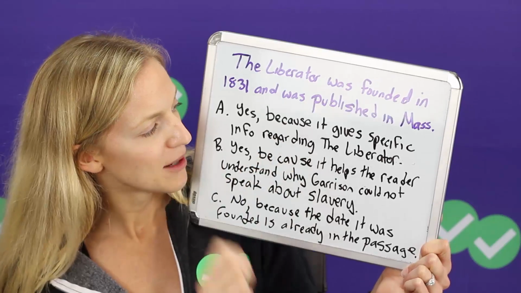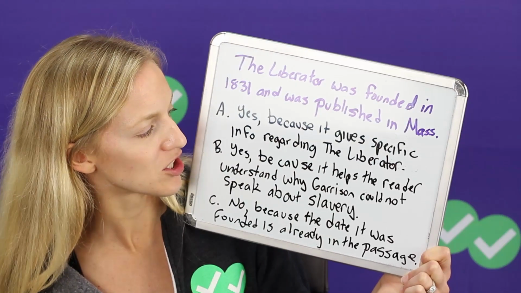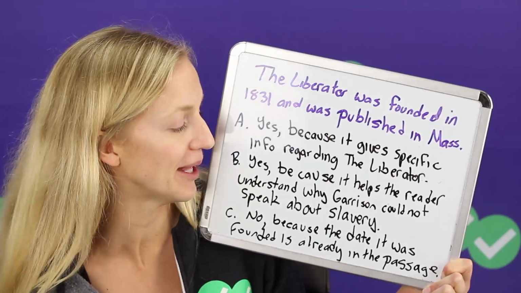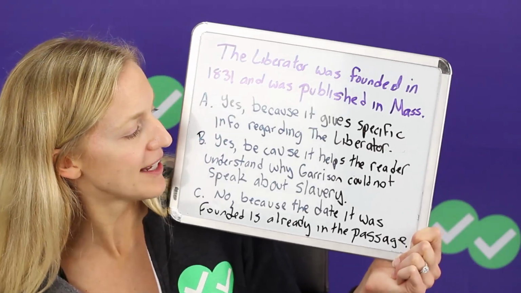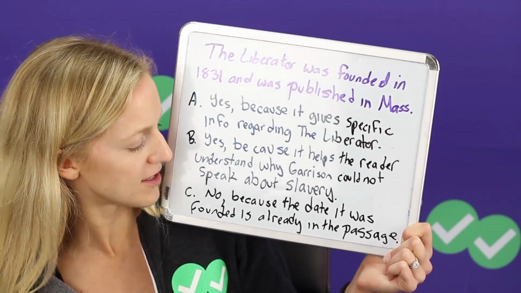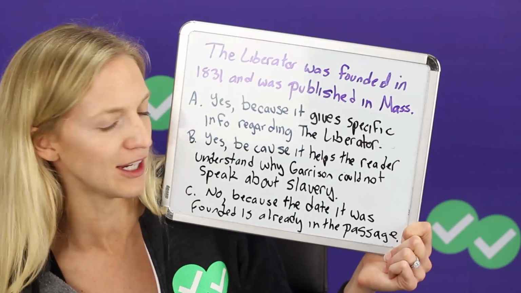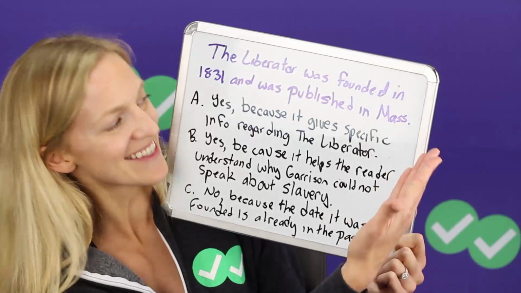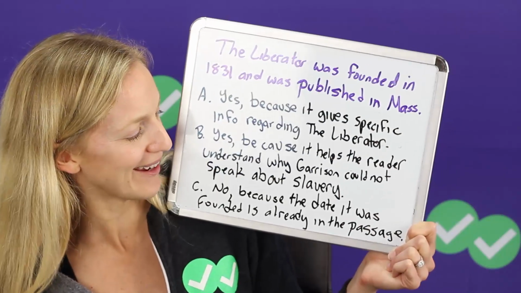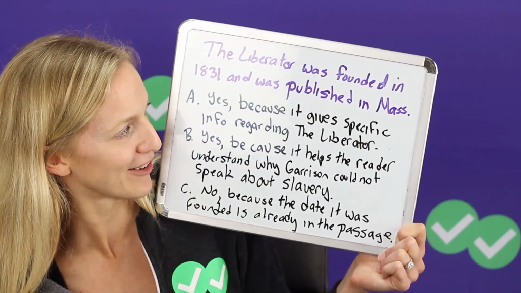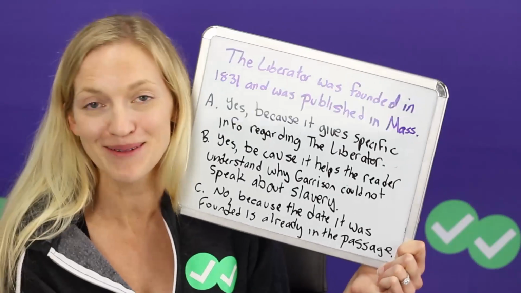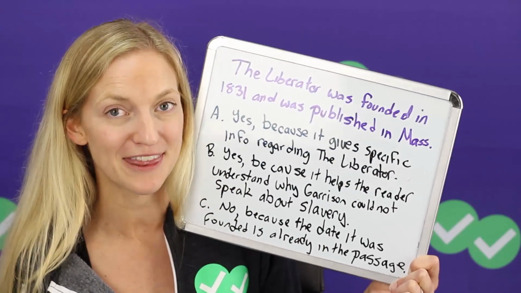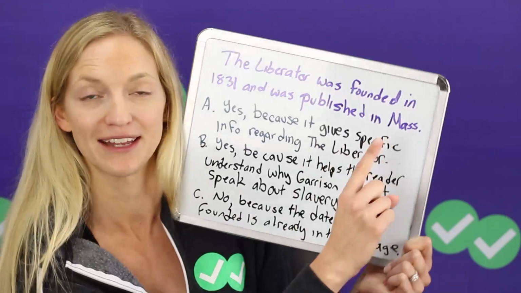All right, let's look at A. Because it gives specific information regarding the Liberator. Well, that is true, so I'm not going to eliminate that one. Now let's look at B. Because it helps the reader understand why Garrison could not speak about slavery from personal experience. I abbreviated that one a little bit. Does this sentence explain why Garrison could not speak about slavery from his personal experience? It says nothing about Garrison. All it does is talk about the Liberator. So I can immediately eliminate that because it needs to actually pertain to this content.